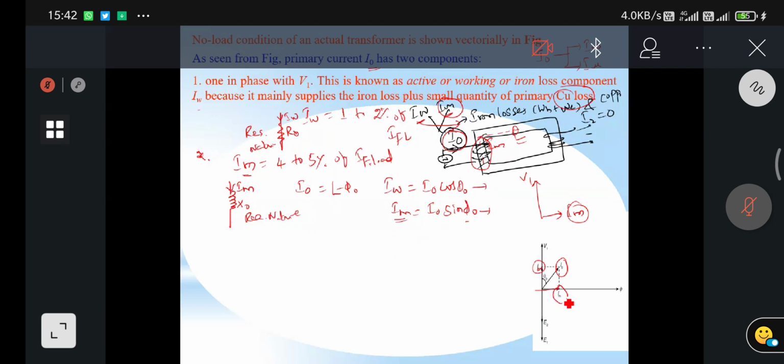You can say here, this is the IM. So the IM is placed with the phi, so it produces the flux. The core does not consume any power.